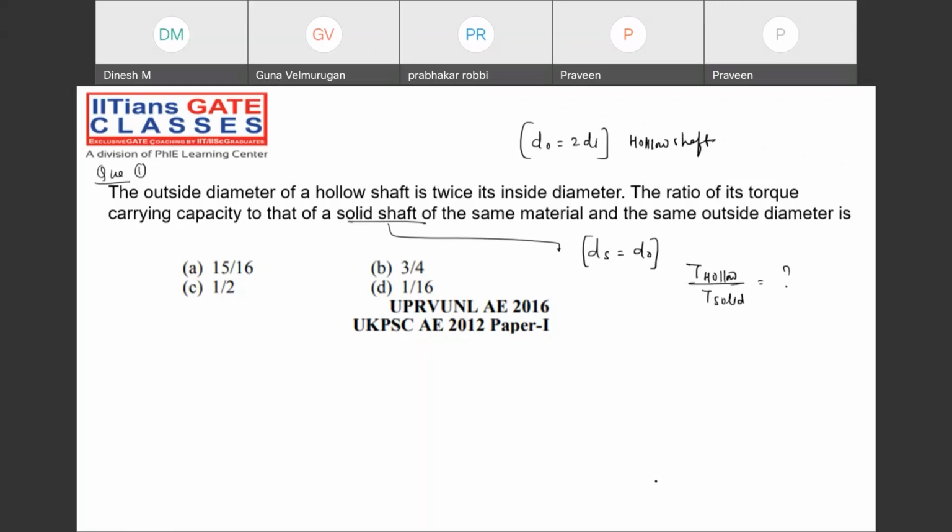You know the torsional equation. Same material. That means what? G is same. G for hollow, G for solid. Both are same. Just wait. At least try for 1 minute so that I can discuss after that.